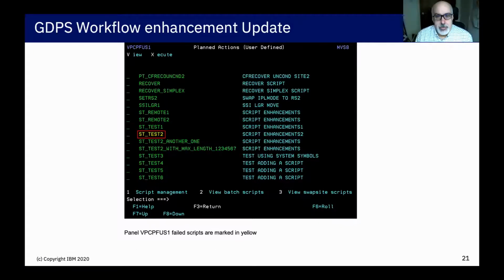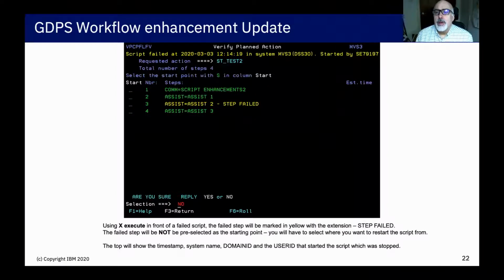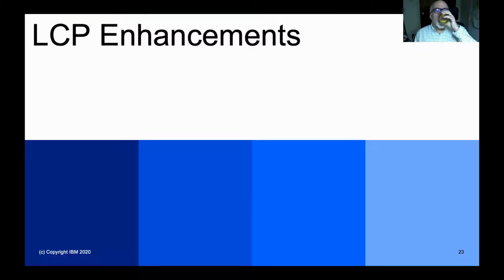Any scripts that have got a failed statement indicator set are highlighted in yellow within the list of scripts available in your environment. And if you go into that, you will see which step of that script had actually failed. So that's the workflow enhancements piece, as I say, available in all flavors of GDPS.